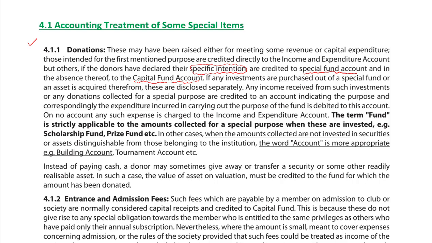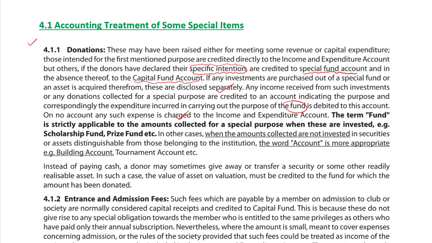If any investments are purchased out of the special fund or an asset is acquired therefrom, these are disclosed separately. Any income received from such investments or donations collected for a special purpose are credited to an account indicating that purpose, and the corresponding expenditure in carrying out the purpose of the fund is debited in this account. On no account is any such expense charged to the income and expenditure account.